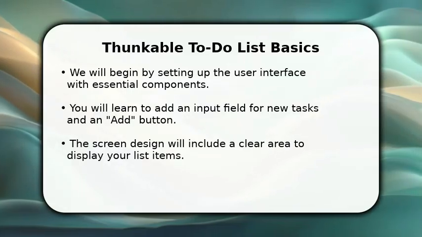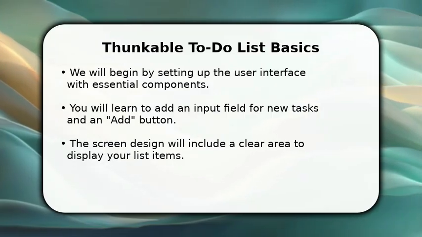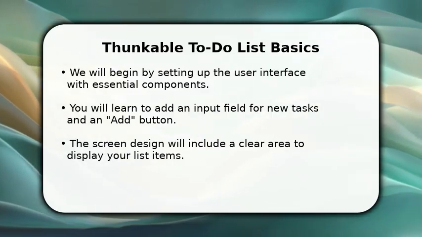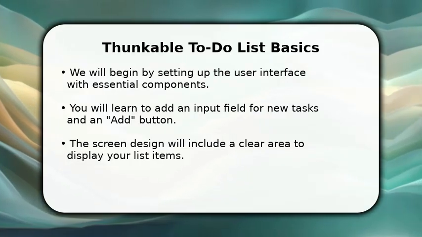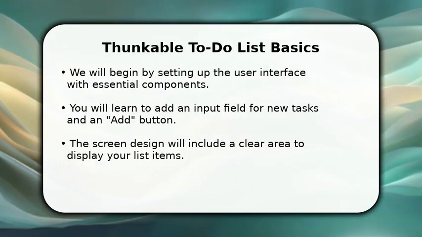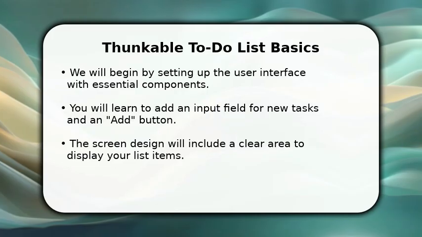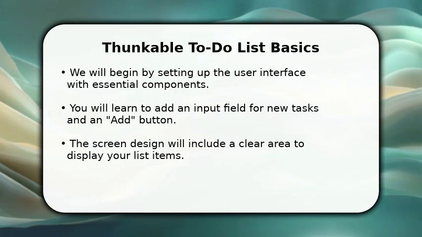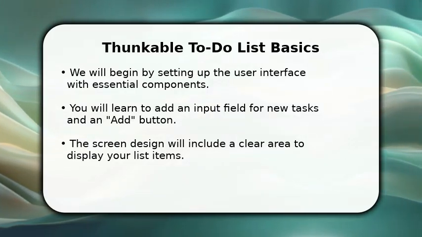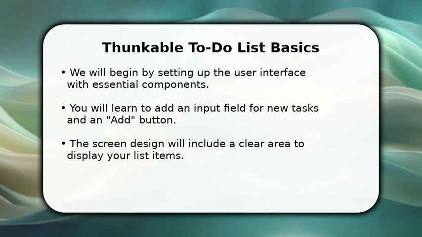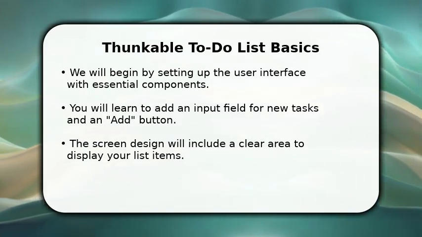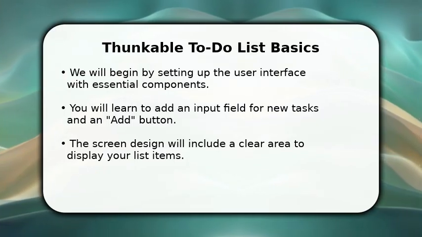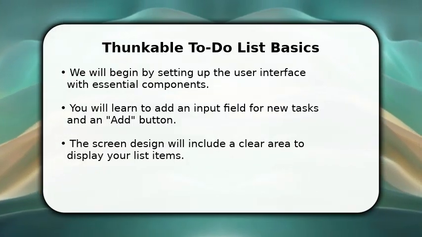In this video, I will show how to make a to-do list in Thunkable. We will start by designing the user interface, which is the first crucial step for any application. You will learn to add an input text component for typing new tasks and a button to add them. We will also prepare a display area for your list items. This initial setup lays the groundwork for a functional and user-friendly application, ensuring a smooth start to your project.